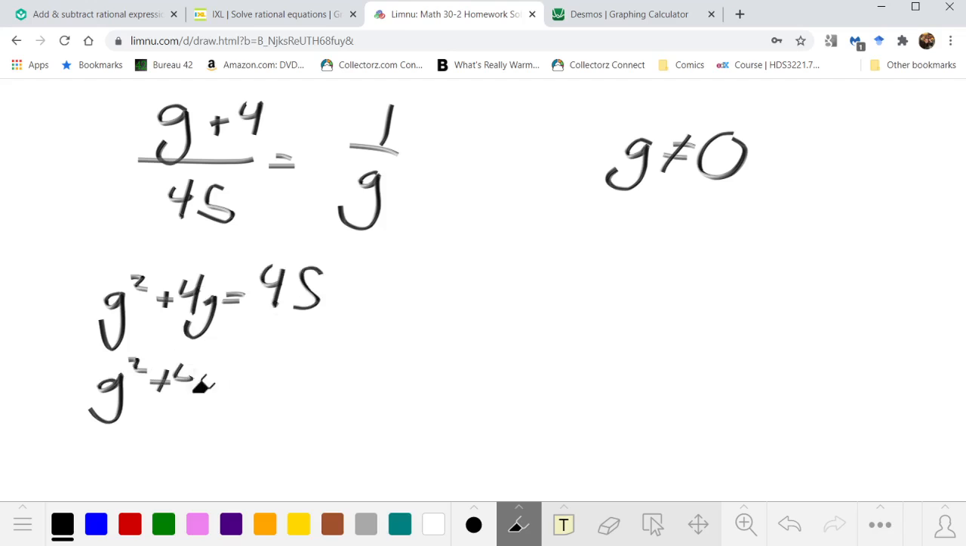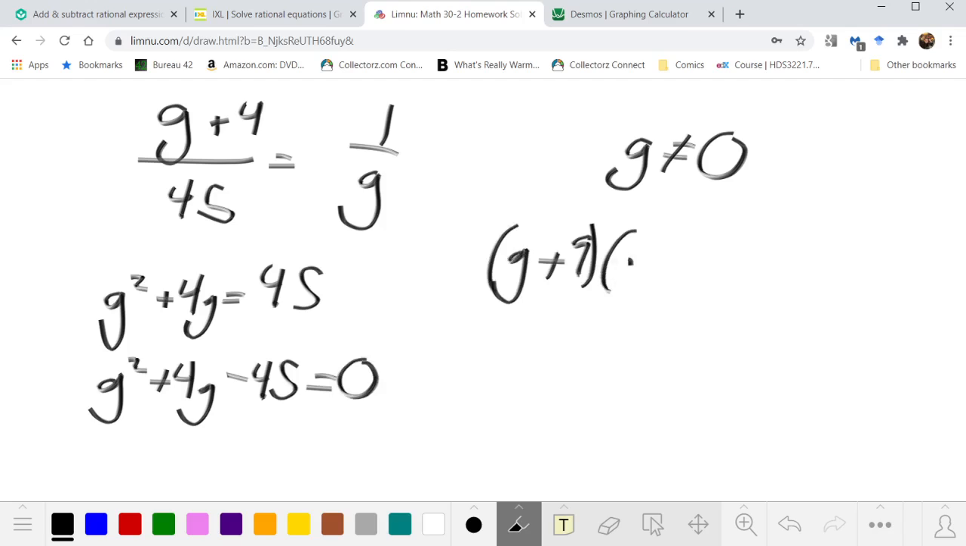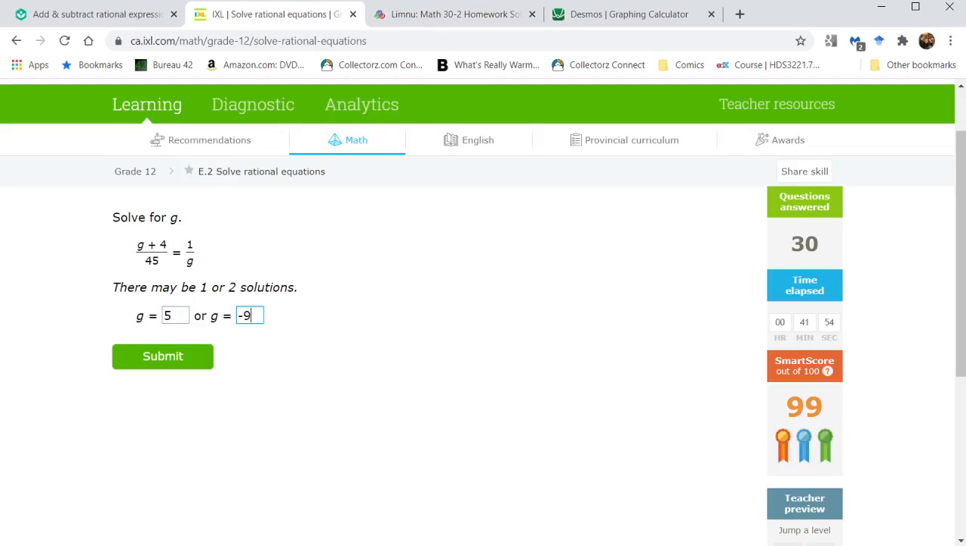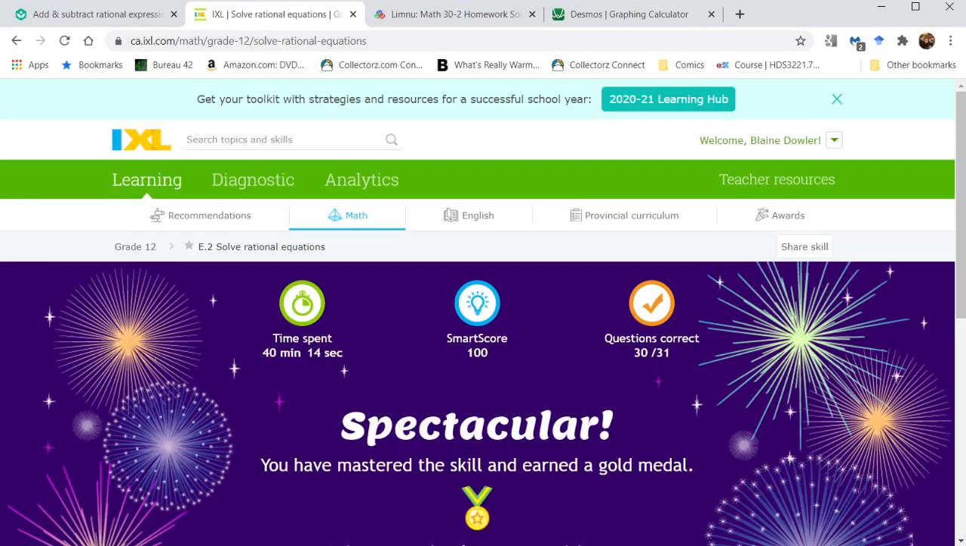G squared plus 4g minus 45 equals 0. Factors to g plus 9, g minus 5. So g is either 5 or negative 9. And that is the mastery we were looking for.